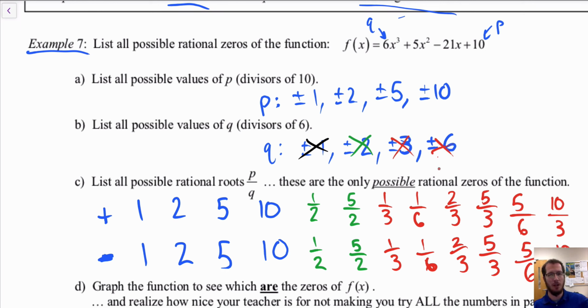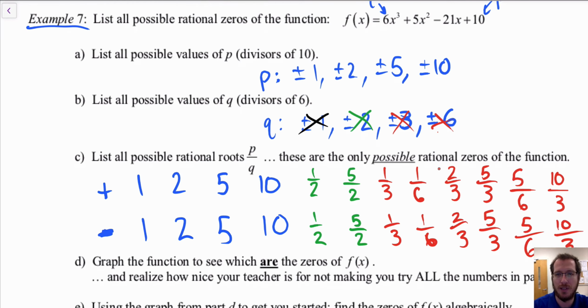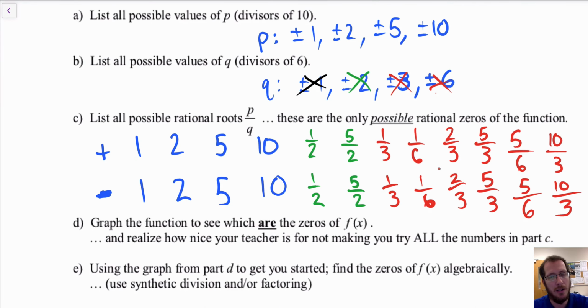Okay, so a long list of some messy fractions. On the second half, we've got all of our possible rational roots for this function. So there are no rational roots that can exist that are not in this list.